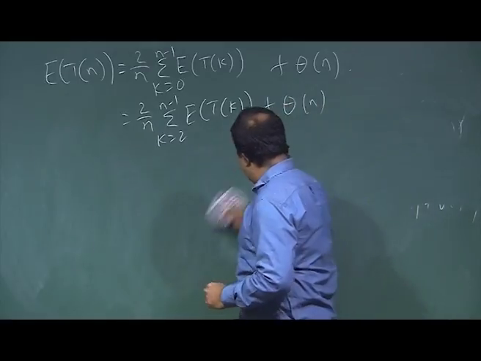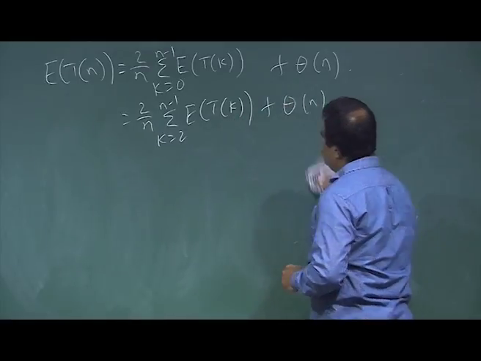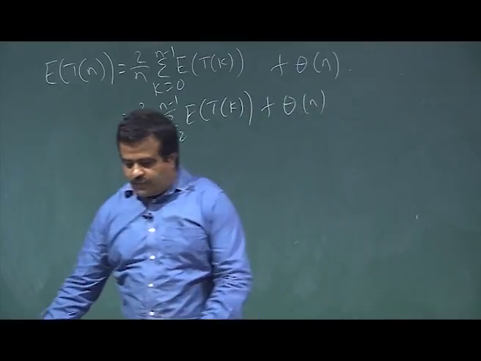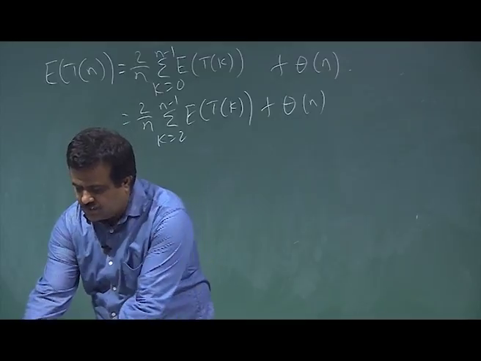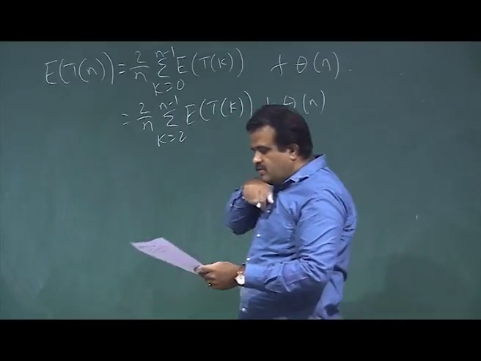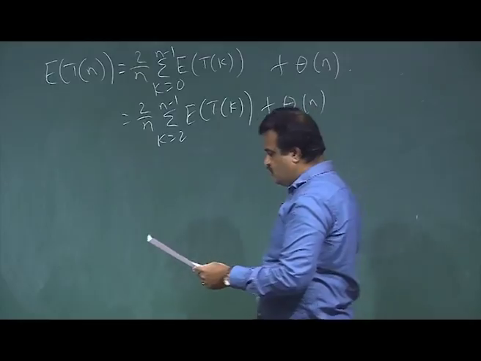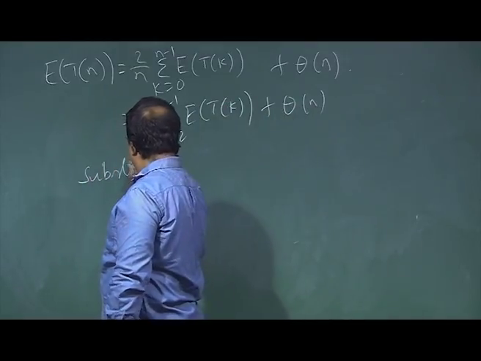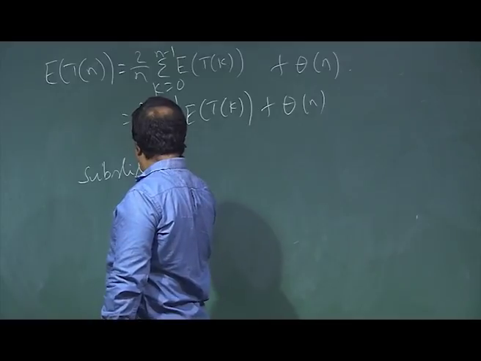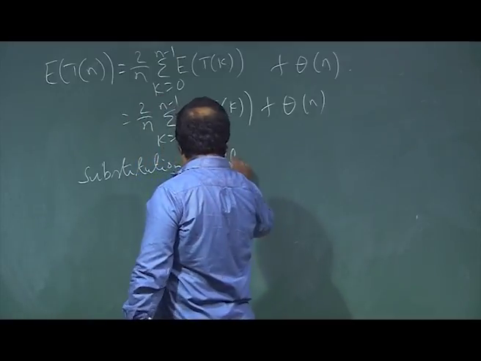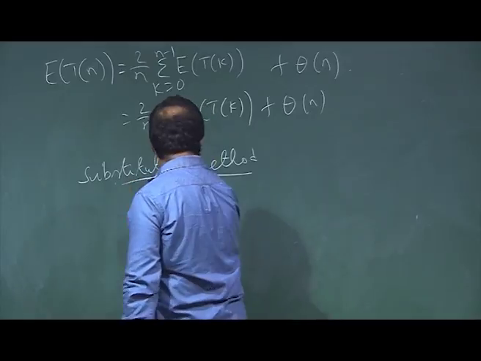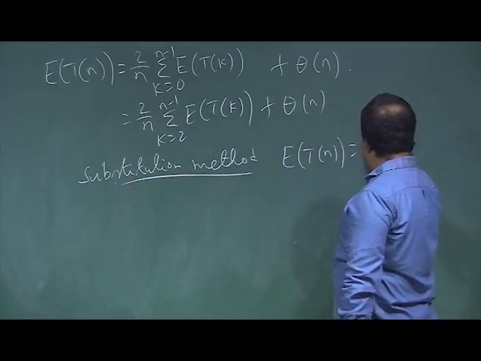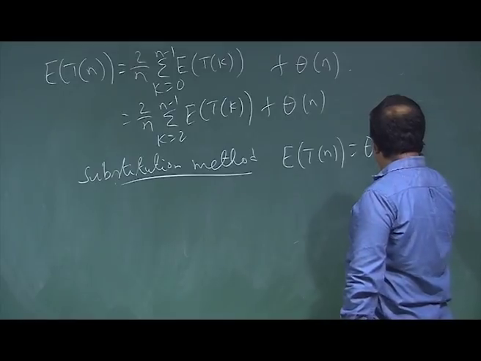Okay. So now we got this. Now we want to show this to be theta of n log n. So for that we have to use some inequality. Now we assume this, this is the substitution method. We prove this using substitution method. So what are we trying to prove? We are trying to prove expectation of Tn is big theta of n log n.